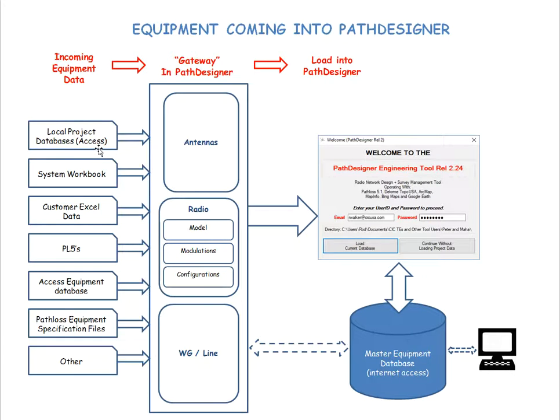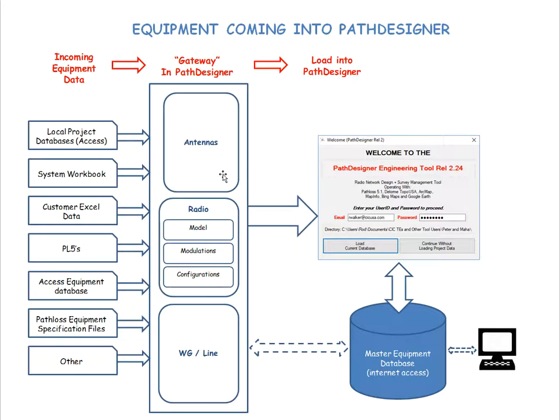So access files, for example, databases, system workbooks, customer Excel data, PL5s, equipment databases that we've created in the past in Access, path loss specification files like antenna definition files or radio definition files, and any other way in which you can bring equipment into Path Designer. Before it gets into the tool, it has to go through this gateway, this software gateway.